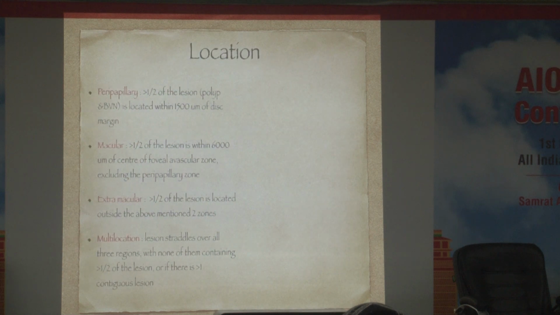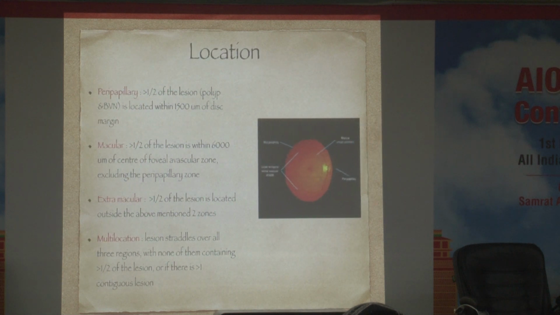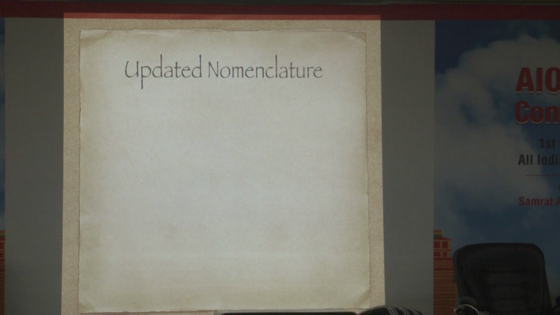Based on location, it can be peripapillary, in which more than half of the lesion is located within 1500 microns of the disc margin; macular, in which more than half of the lesion is within 6000 microns of the center of the foveal avascular zone, excluding the peripapillary zone; extramacular, in which more than half of the lesion is located outside the above two zones; and multi-location, in which the lesion straddles all 3 regions, with none of them containing more than half of the lesion, or if there is more than one contiguous lesion.